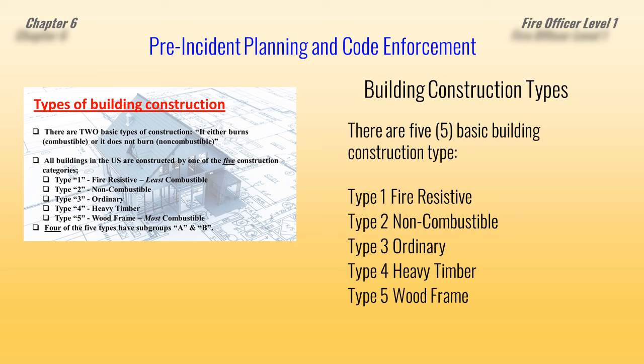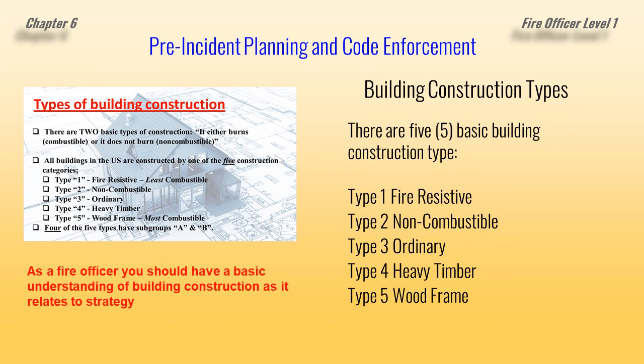Those are all considered heavy timber, or they also call them mill construction. And then we have our wood frame. And wood frame is grouped into lightweight wood frame. Again, buildings are built with lightweight trusses, lightweight systems. So those are the 5 basic types of building construction types.